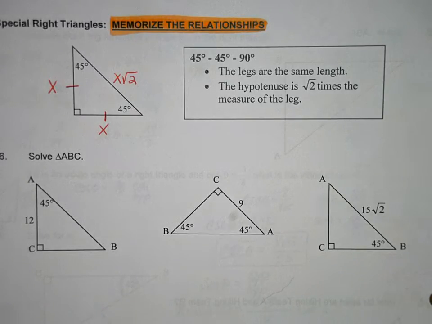All right, now let's take a look at example number 6. In example number 6, it says solve the triangle. Now yesterday we had a conversation about what it meant to solve a triangle. What does it mean to solve a triangle? Find all the sides, find all the angles.